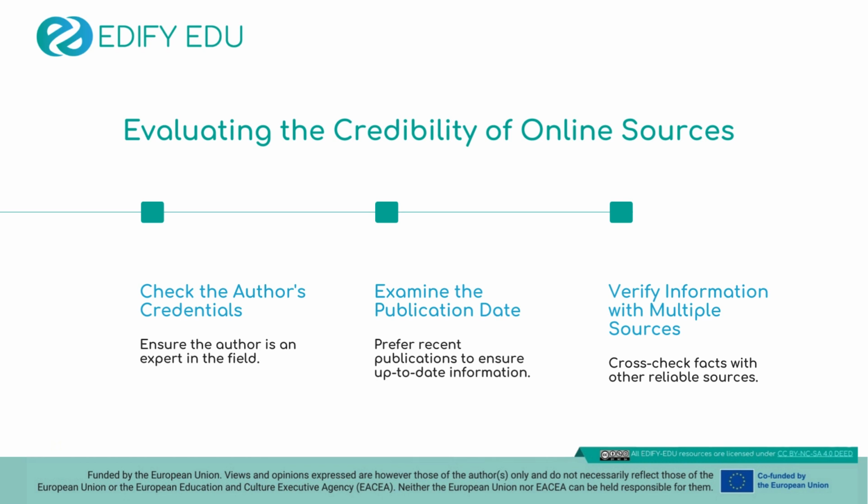Third, verify the information by cross-checking it with multiple reliable sources. By comparing information from various trusted outlets, you can avoid the pitfalls of relying on a single source and get a more comprehensive understanding. By following these strategies, such as checking the author's credentials, examining the publication date, and verifying information with multiple sources, you can find and use credible online sources in your research.